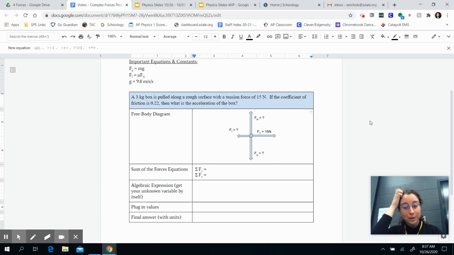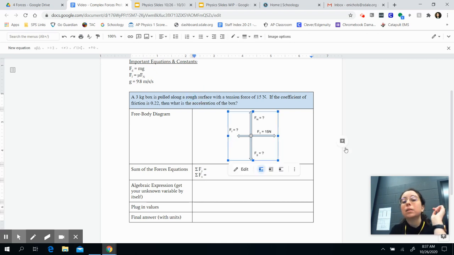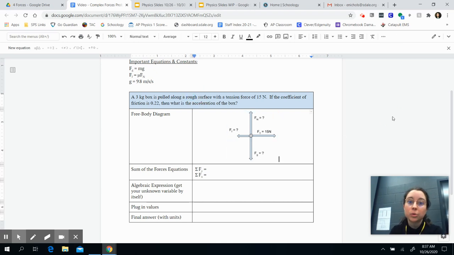I went ahead and made our free body diagram just for the sake of time, but I know it's tension pulling, I know it's 15 newtons. I don't know any of these other forces, but I know that it's on a surface, so there is a force normal and it's going up. And I know that it's on Earth, so there's a force gravity pulling it down. And I know since there is friction, because it says rough surface, then I know that the friction is opposing the motion, because it does say that it is accelerating.